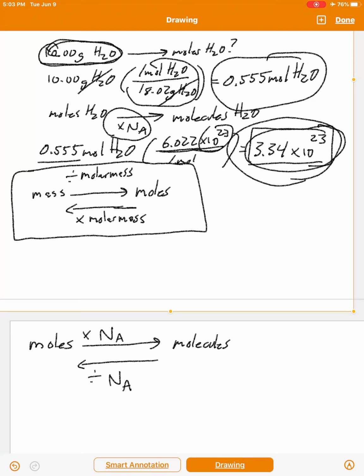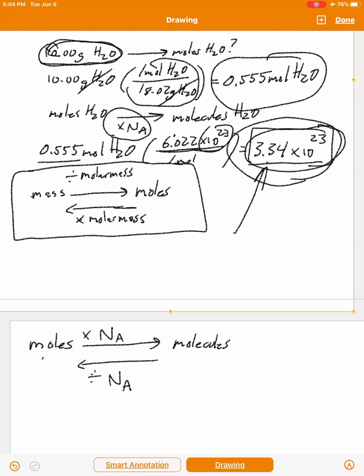If we wanted to go backwards, if we wanted to find the mass of water and we had this many molecules, what we would do is we would divide by Avogadro's number, right? You take the number of molecules, divide by Avogadro's number to get the moles. And then if you had the moles, you would multiply by the molar mass to get the mass. Do the reverse of what we did in that particular example.